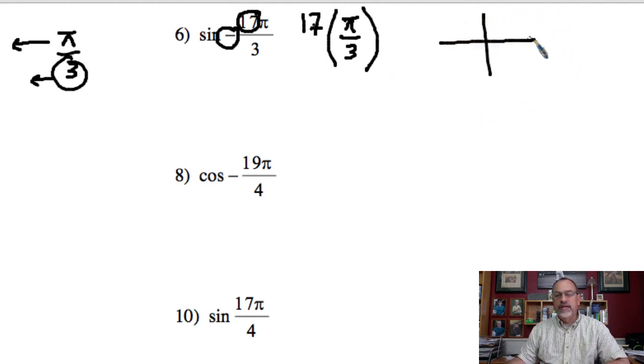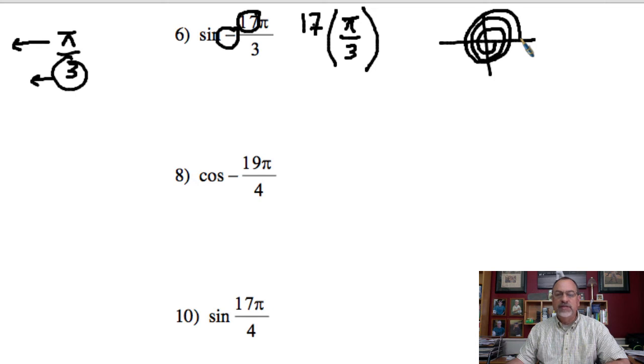So putting all that together, I know I have a multiple of 60. I need 17 of them going in a clockwise direction, and there's 3 in half a circle. So I'm going to count by 3s until I get to 17. So here's 3, 6, 9, 12, 15, and then 18 would be all the way around to half a circle.